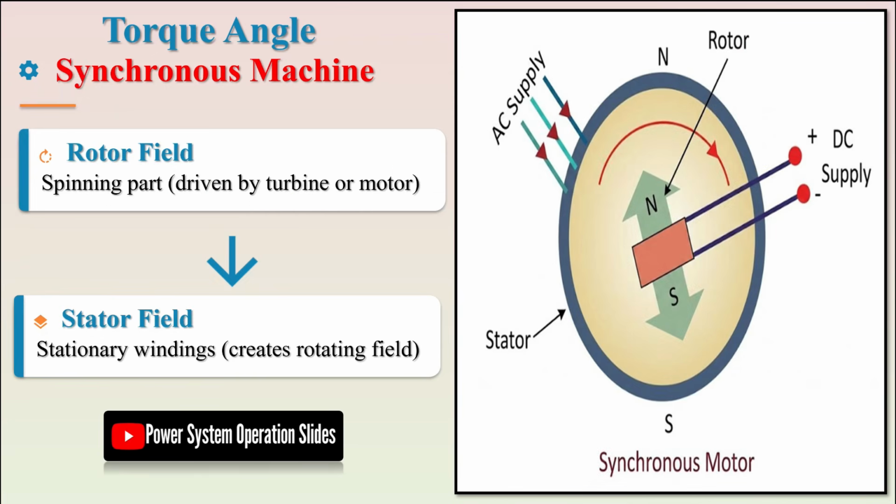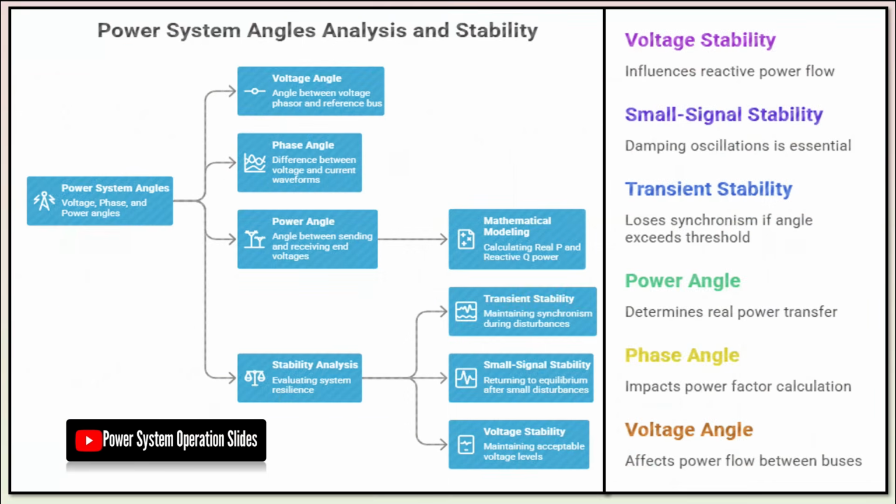The same principle applies to synchronous motors, where the angle is referred to as the torque angle. In motor operation, the stator's rotating magnetic field pulls the rotor's field along, causing the shaft to turn. The rotor field lags behind the stator field, and this angular difference determines the torque the motor develops. The torque produced is proportional to the sine of the torque angle, creating a direct relationship between the angular separation of magnetic fields and the mechanical work output.